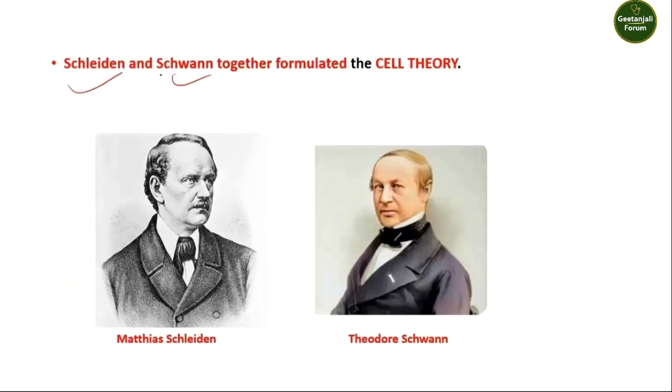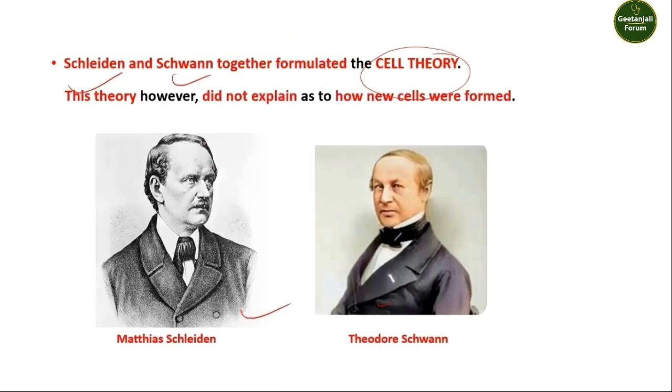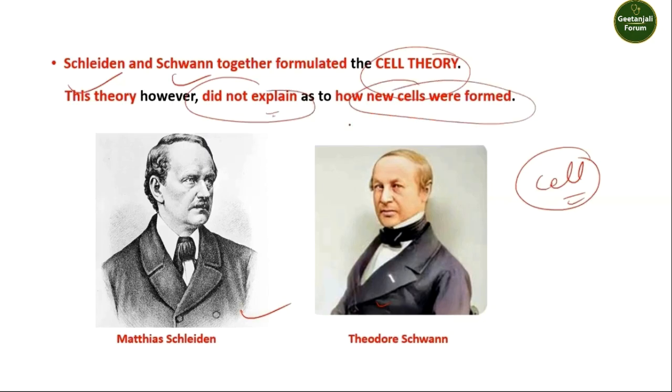Schleiden and Schwann together formulated this cell theory. This cell theory explains that all the organisms are made up of cells, but it does not explain how new cells are formed. They did not give any explanation regarding it. They only told that all the organisms are made up of cells.